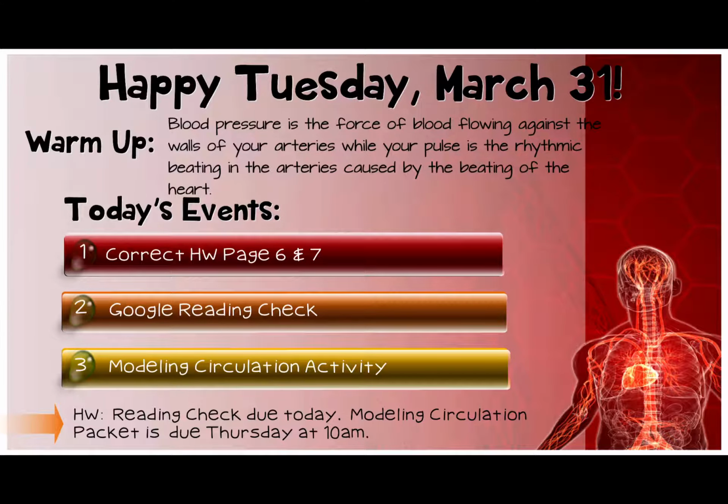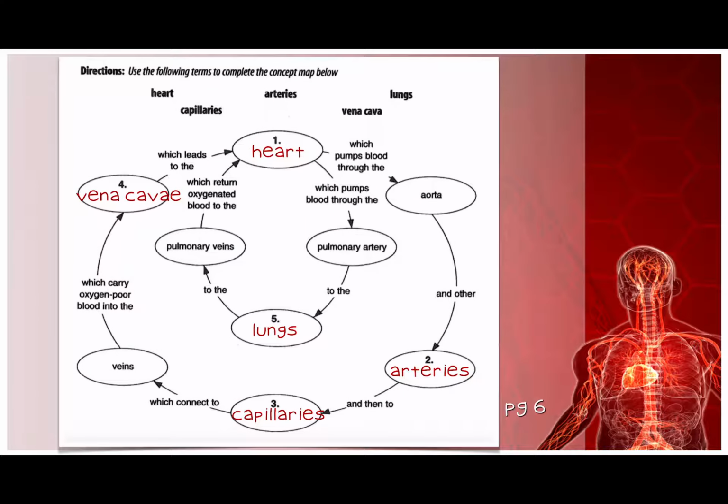So blood pressure is the force of blood that's flowing against the walls of your arteries, and your pulse is that rhythmic beating or the waves of blood in your arteries caused by the beating of your heart. All right, next we are going to correct page 6 and 7 in Shobi. Would you go ahead and change any of the answers that you might have incorrect?